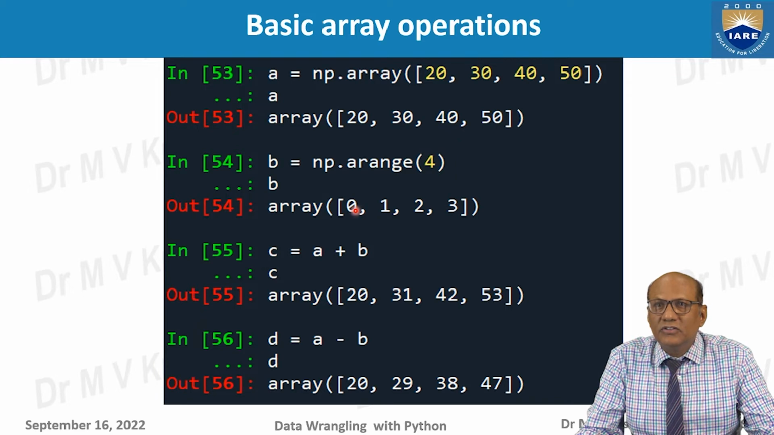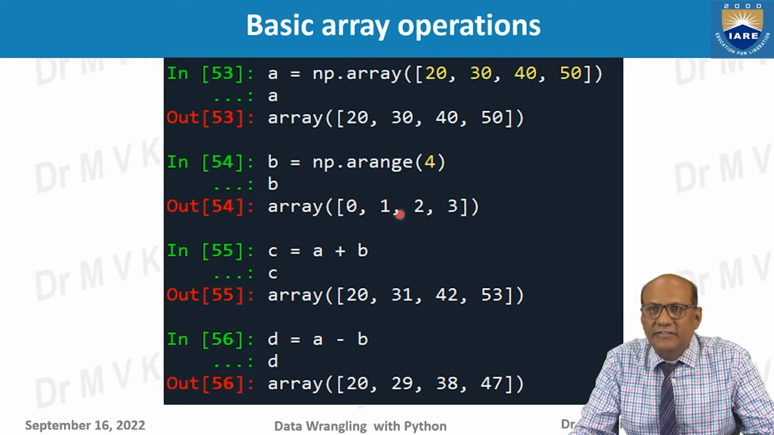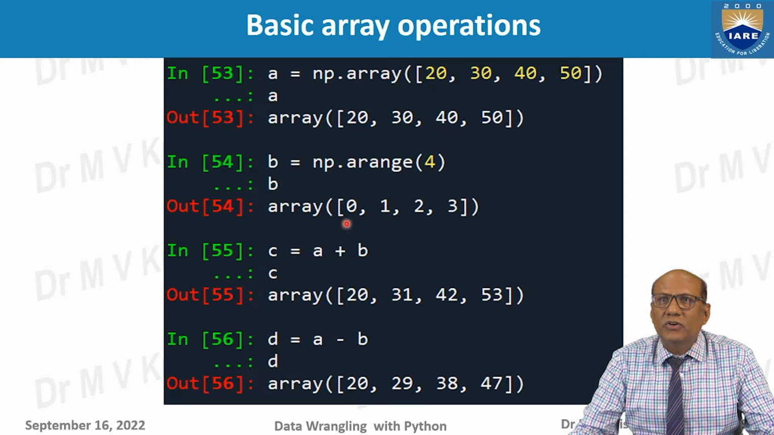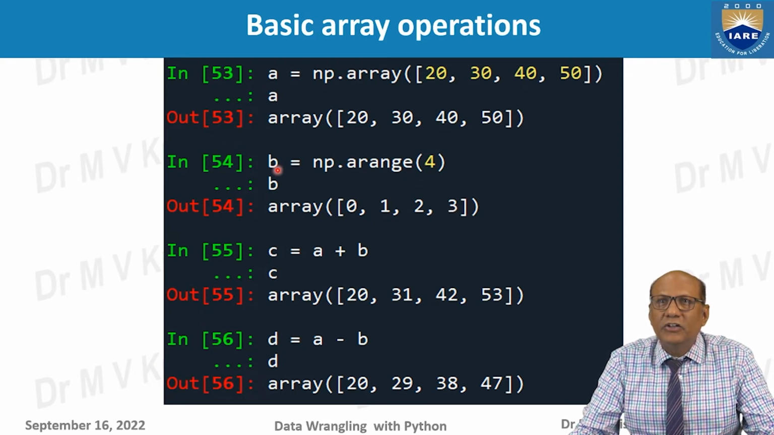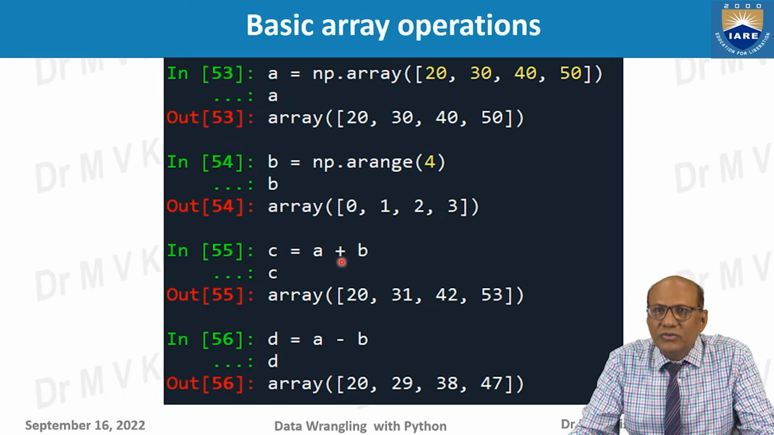Okay. So this 0 is not an index. Don't think that this 0 is an index. This is not an index. These are the actual values themselves. It is starting from 0 because this arrangement starts from 0. 0, 1, 2, 3. So that means 4 elements I have generated, assigned to B. So now A equals this array and B equals this array. I have taken 2 arrays.